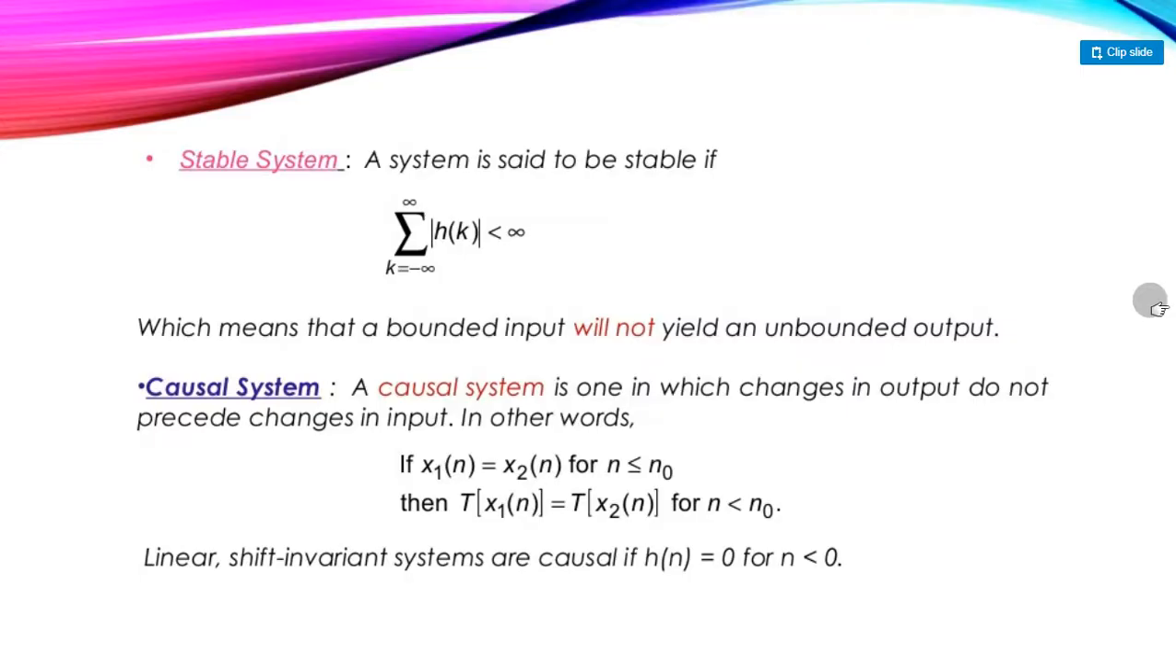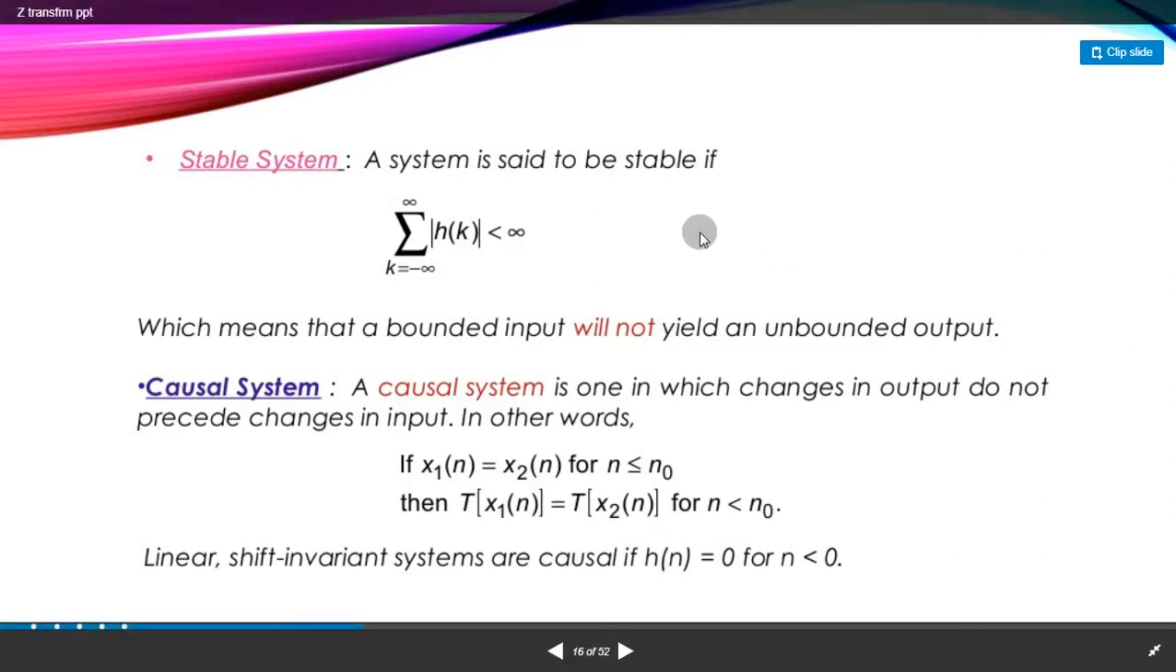As we have discussed earlier, what is a stable system? A system is said to be stable if the summation from k equals minus infinity to plus infinity of mod h of k is less than infinity, which means that a bounded input will not yield an unbounded output.